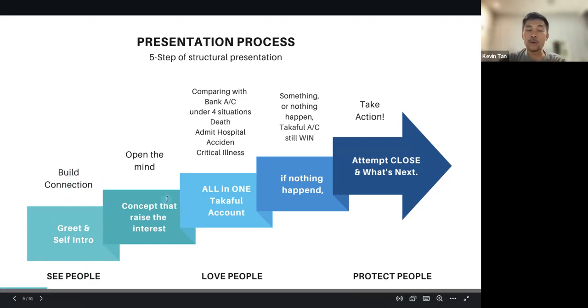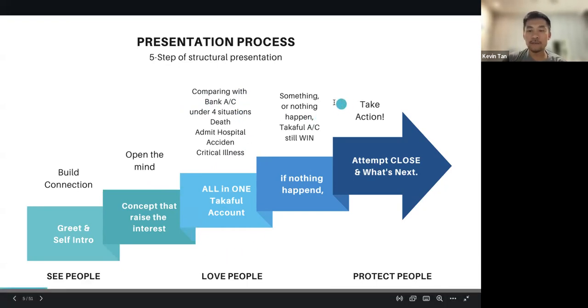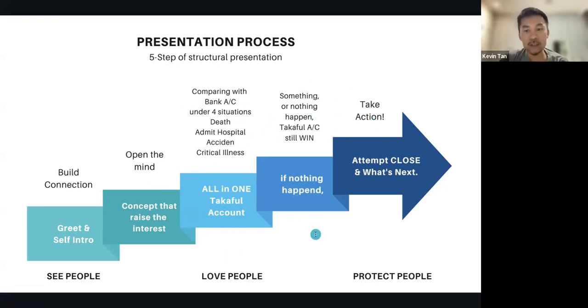After that, we go with a concept, a concept that makes them interested and curious. They say, "Got such a thing? Tell me more." So logically, they say logic opens the mind. Today we actually go to emotion, because logic opens the mind, emotion opens the pocket. So remember this. Today we will cover this part about the all-in-one account, and next Tuesday, we will cover the balance of the other 2 parts of the process.